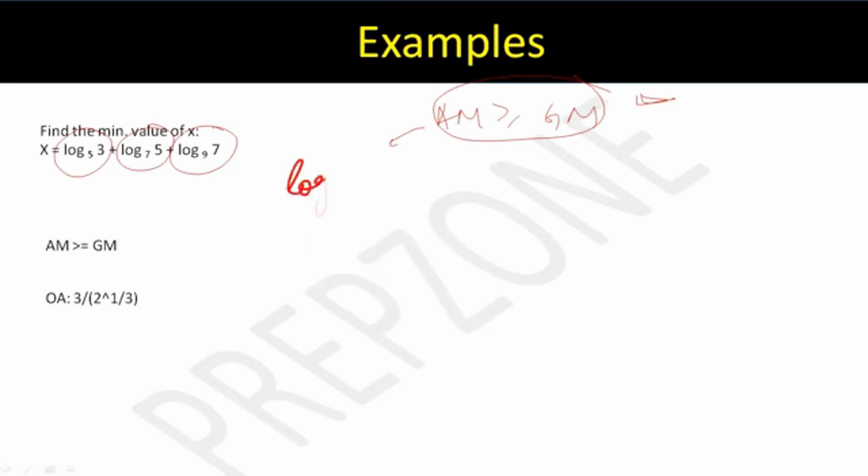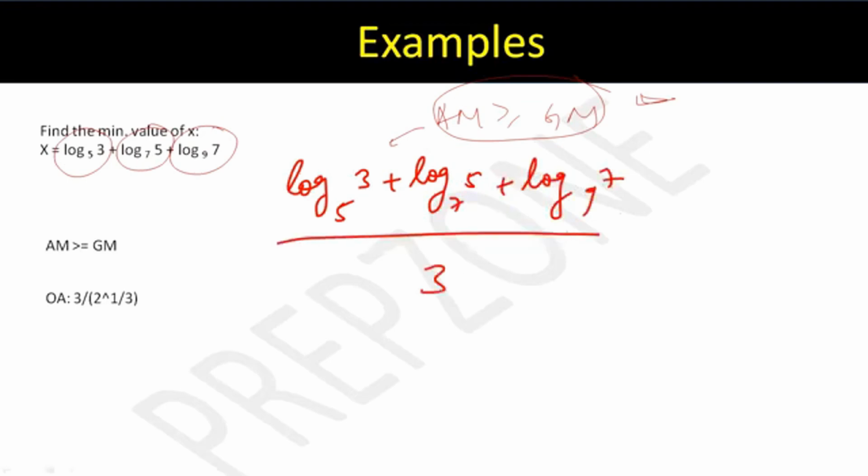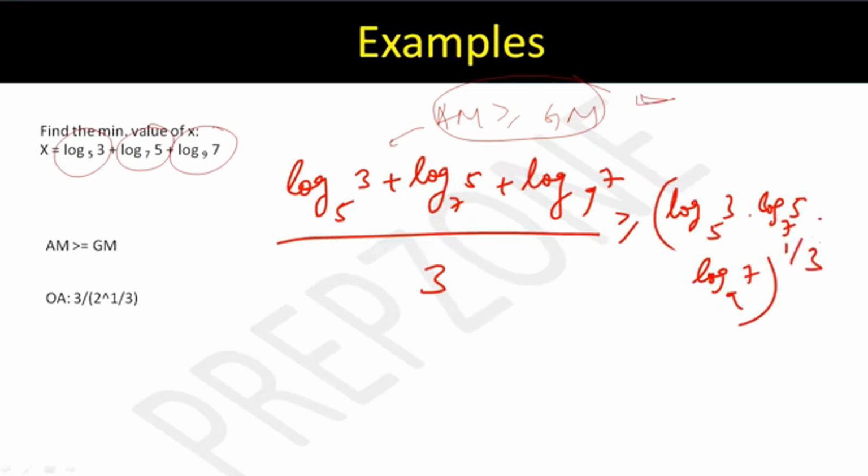So log 3 to the base 5 plus log 5 to the base 7 plus log 7 to the base 9, by 3. This is the arithmetic mean, greater than or equals to log 3 5 times log 5 7 times log 7 9, to the power 1 by 3. That is it.